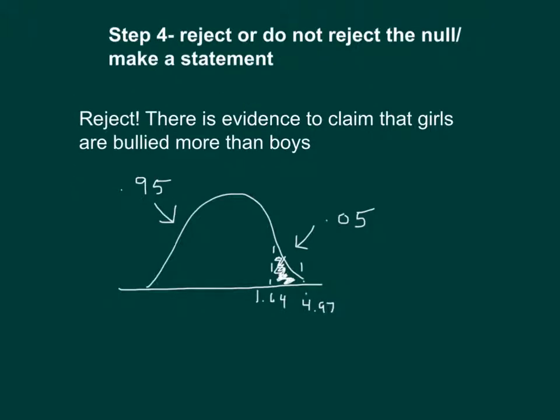Okay, so our last step is to either reject or not reject the null and then make a statement based on that. So given the test value that we just got, which is 4.97, we are going to add that onto the graph, and since it falls within the shaded region of the graph, which means it's greater than the critical value, we reject the null hypothesis, and then we make the statement, there is evidence to claim that girls are bullied more than boys.